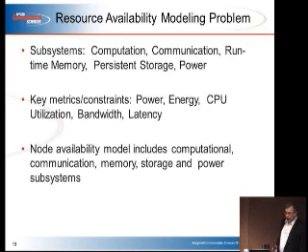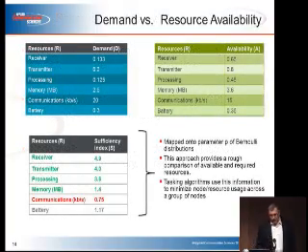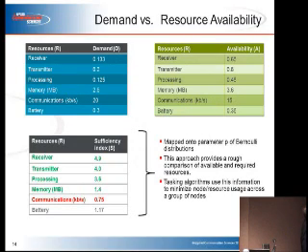So we need to look at some of the metrics associated with these subsystems, such as power, energy, CPU utilization, bandwidth, and latency, and then incorporate that into an availability model. So here's an example of how one might do this. You have a list of resources: receiver, transmitter, processing, memory, communication, and battery.